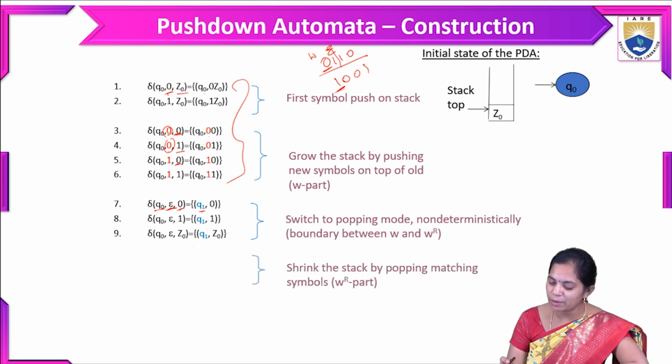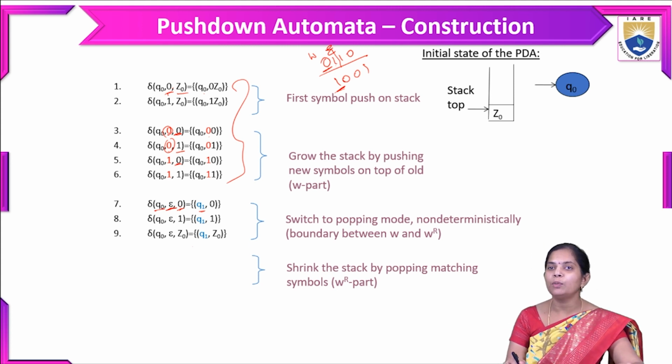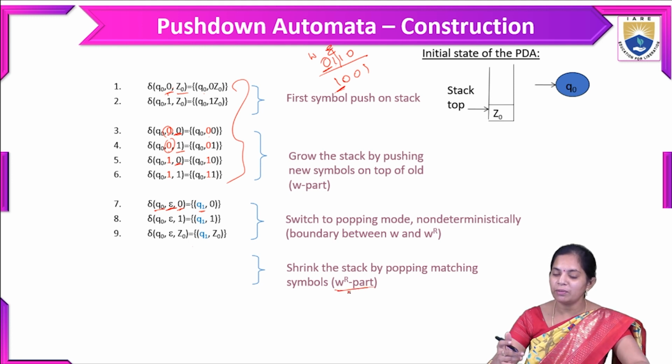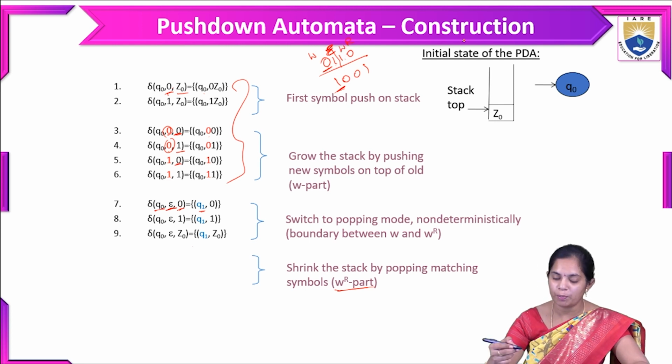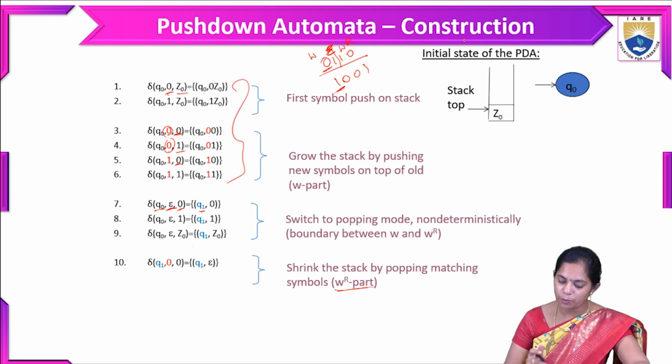And pop the stack by popping matching symbols. So for matching symbols, we have to pop the symbols. So W reverse is the W reverse part. Here in between we have the input symbol, empty symbol, and this is the reverse. So for matching symbols we have to pop, and how to pop?